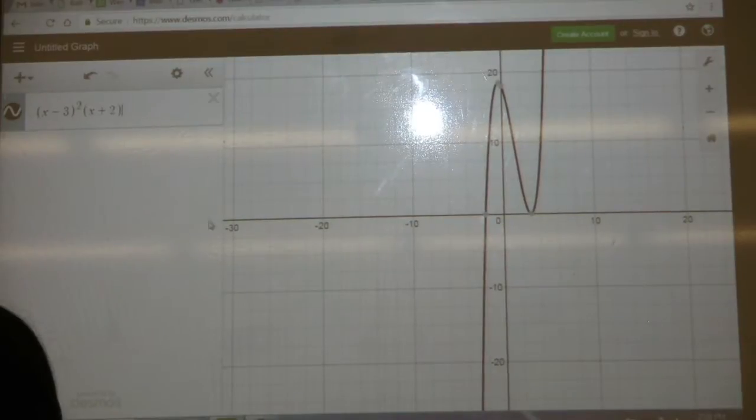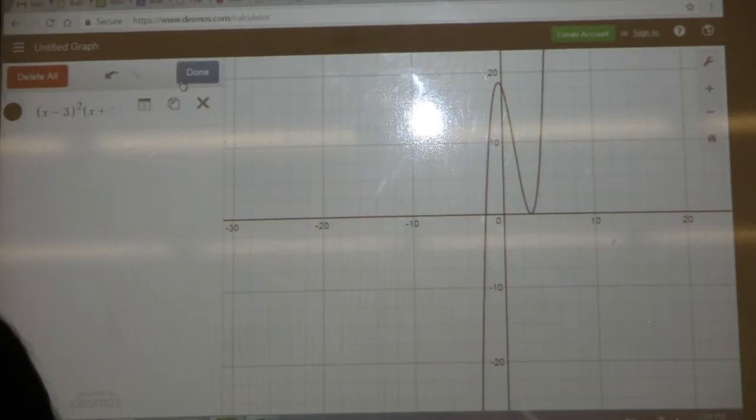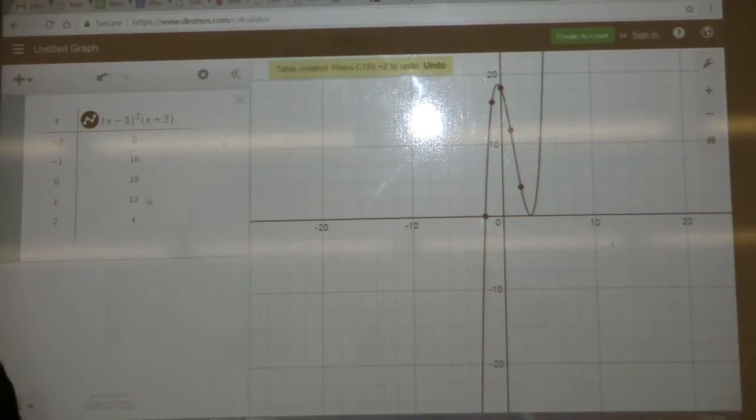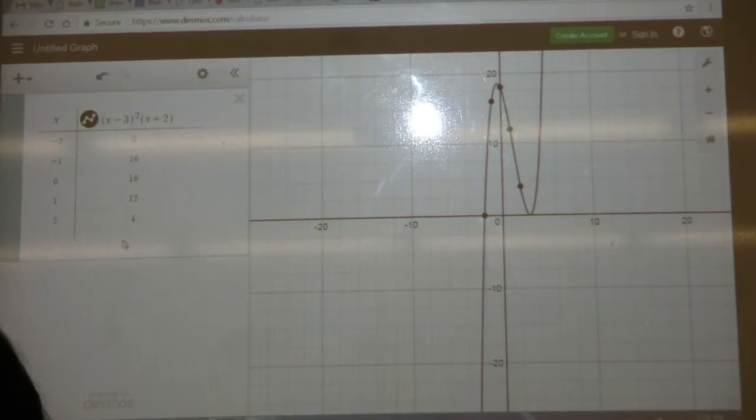How do I get the table to plot my points? Hit the cog button. That little table thing says convert to table, click it, and voila, there's your table. If you want to add some points, if you're working with this at home, because you don't have a calculator at home, you can add the points to either side of that. I would go all the way to positive 3 and negative 2, right? It does say 0, 18, yes.